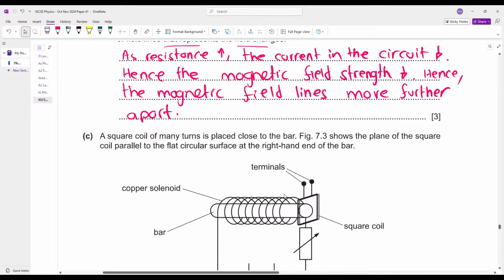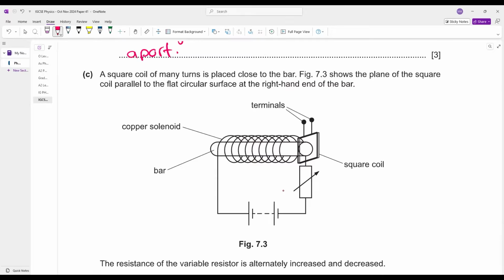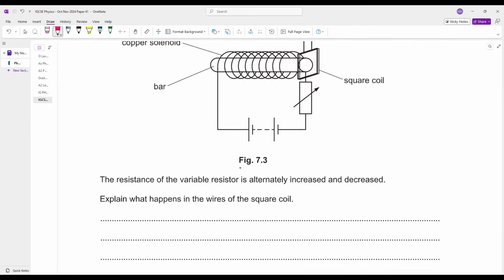Let's move ahead. A square coil of many turns is placed close to the bar. Figure 7.3 shows the plane of the square coil parallel to the flat circular surface at the right hand end of the bar. Okay, ये square coil है, ये bar के करीब placed है. The resistance of the variable resistor is alternatively increased and decreased. अगर आप resistance को increase decrease करोगे, what will happen? The current will increase and decrease.